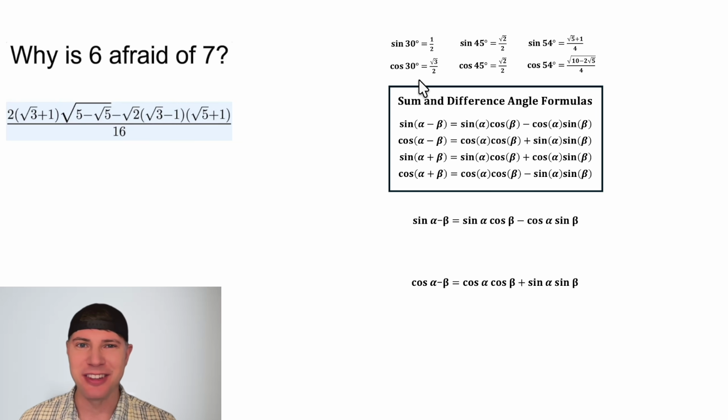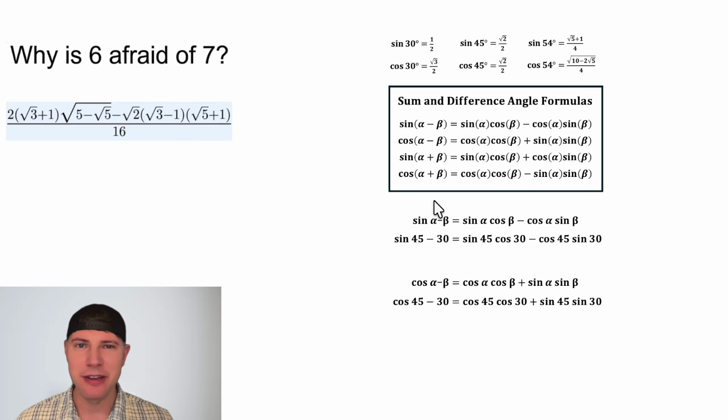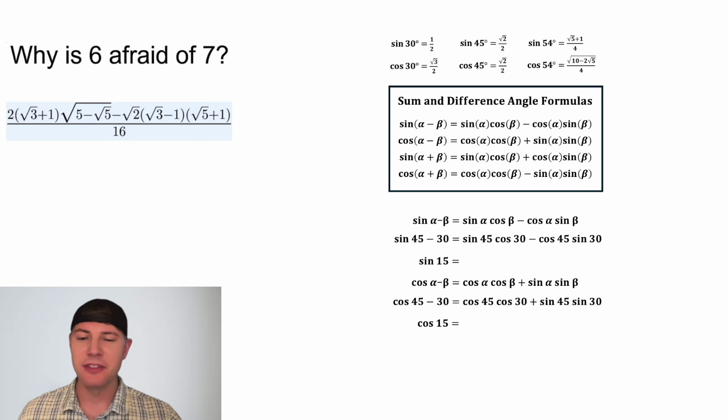Let's use the 45 and the 30. Let's let alpha equal 45 and beta equal 30. So it'll be sine of 45 minus 30 equals sine of 45 cosine 30 minus cosine 45 sine 30. And same thing down here, we can do cosine of 45 minus 30 equals all this. Well, 45 minus 30 is equal to 15, so we're going to end up finding the sine of 15 and the cosine of 15. Sine of 45 is equal to root 2 over 2. Cosine of 30 is equal to root 3 over 2, minus cosine of 45 is root 2 over 2, and sine of 30 is 1/2.